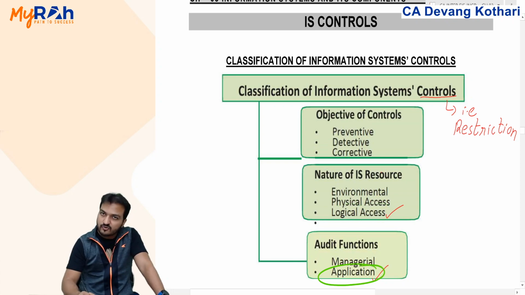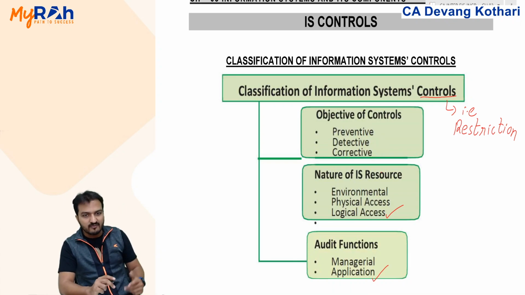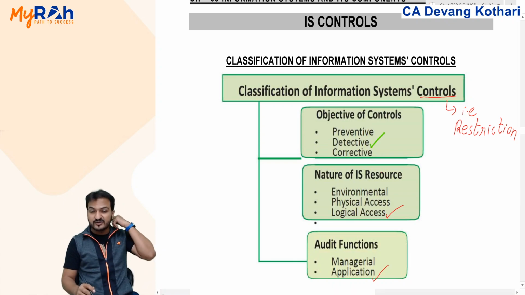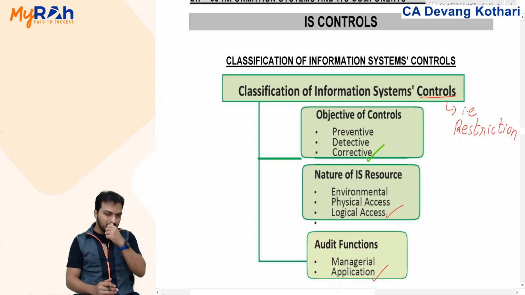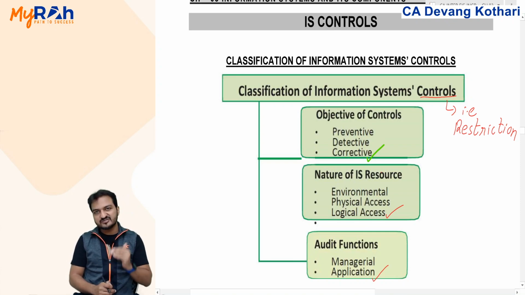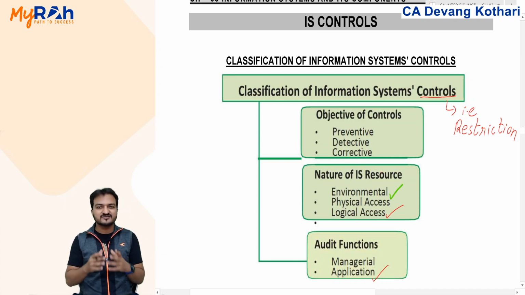Controls are classified under three main categories: based on objectives of control, based on nature of IS resource, and based on audit function. Based on objectives, you had preventive, detective, and corrective controls. Preventive controls are the ones which will prevent the damage from happening. Detective controls are to detect the damage that has already happened, and corrective controls are to rectify once the damage is already done.